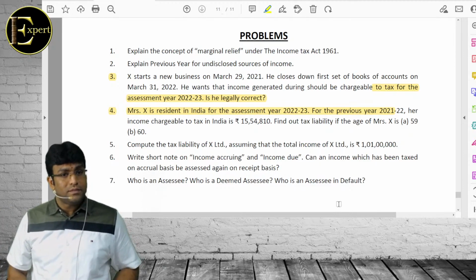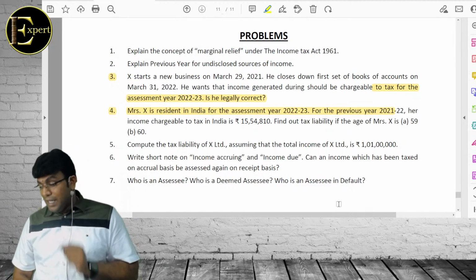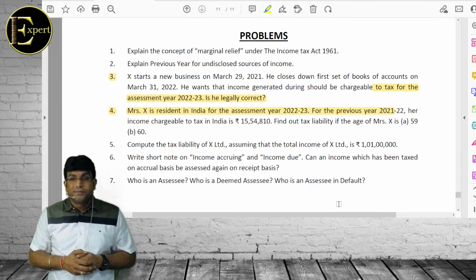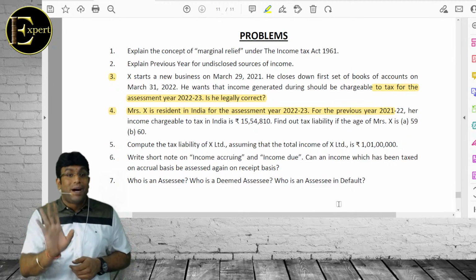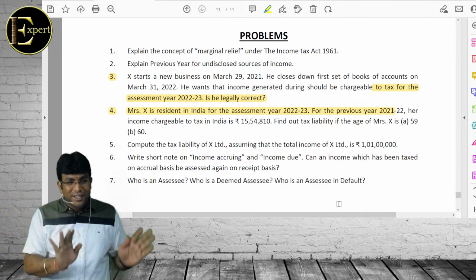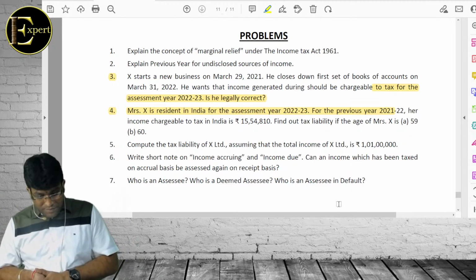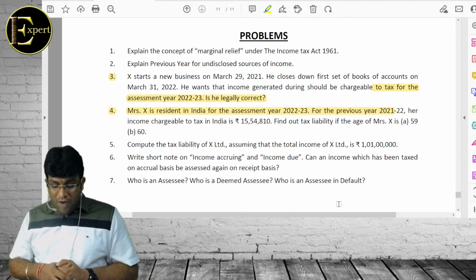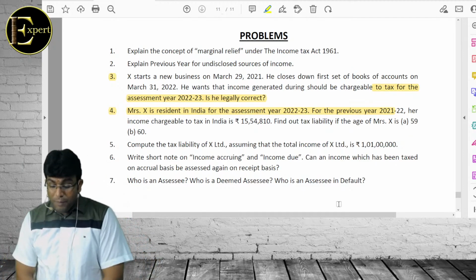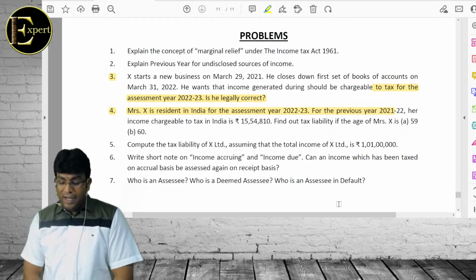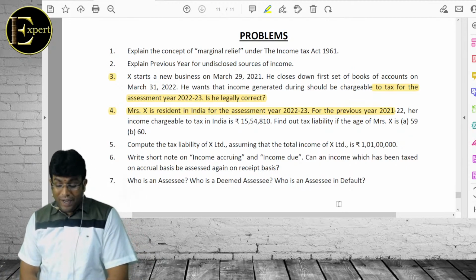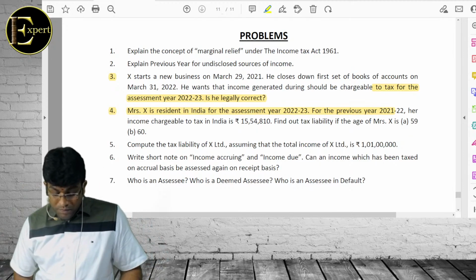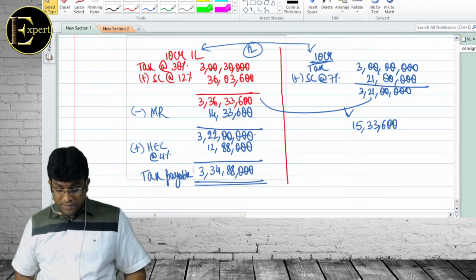Yes, sir. Yesterday, we wrote that point very clearly that assessment year is always 12 months, but previous year need not always be 12 months. Correct? Now we have to end immediately following 31st March. Companies Act is different. Income tax is different. Good. Question number 4. Mrs. X is a resident in India for assessment year 22-23. For previous year 21-22, her income is 15,54,810. Find out tax liability if the age is 59, age is 60. चलो बेटा, करो 2 minutes. I want the answer.